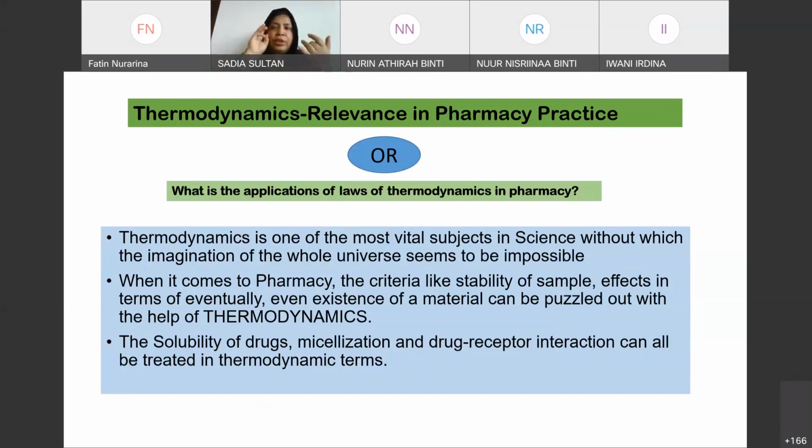So a drug should have three main properties: solubility, stability (micellization is also included in solubility and stability), and the last is drug receptor interactions. So all this should be included in thermodynamics terms, right? Okay.